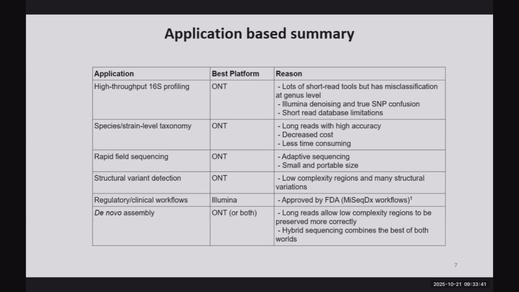Clinical workflows, Illumina, because it's approved by the FDA. When you have a reference genome, for example in human genome applications, you can map the reads to the reference genome. In that case, you can use Illumina, and it can determine the mutations. Then for de novo assembly, you have to use both, hybrid sequencing.